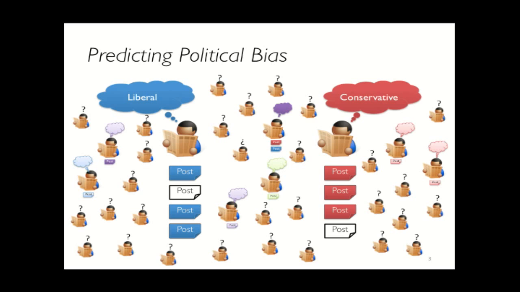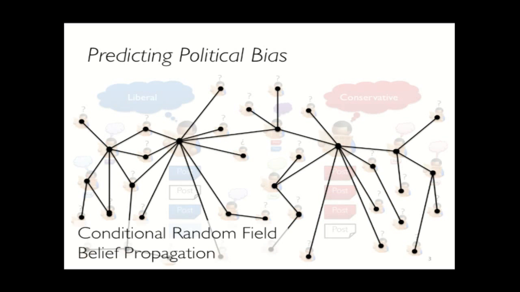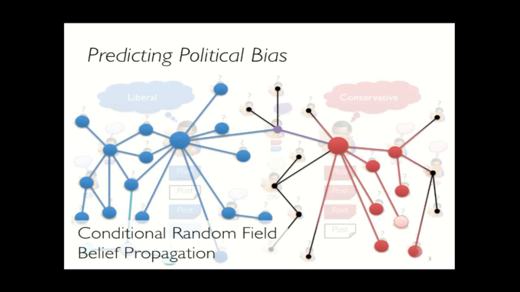We have the context. And so if we look at these users in the context of their social network and try to reason about their political bias in the context of their communities, we can actually make more informed predictions. So we can set up models like conditional random fields and run algorithms like belief propagation on these graphs. And we can then diffuse that signal across the graph and make better predictions. So that's one example of how we might use a graph.